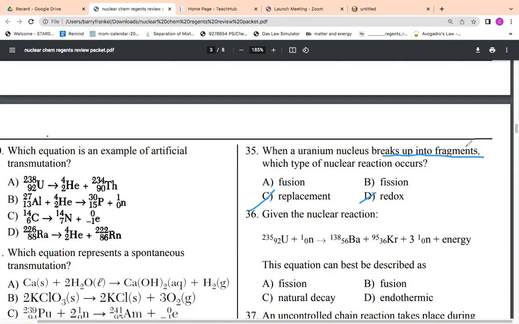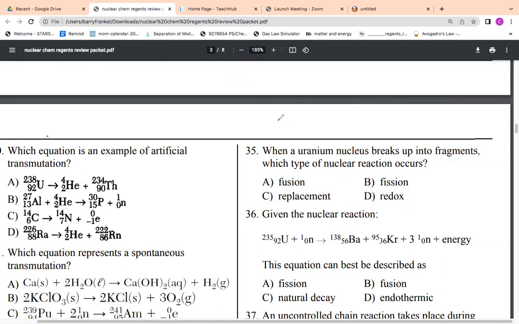When we break something up into fragments, we're taking something large and breaking it up into smaller pieces. This is the definition of fission. If we were taking 2 small atoms and combining them to make something bigger, that would be fusion, but that's not what we're talking about here. We are talking about fission. Again, the breaking up of something large into smaller pieces.